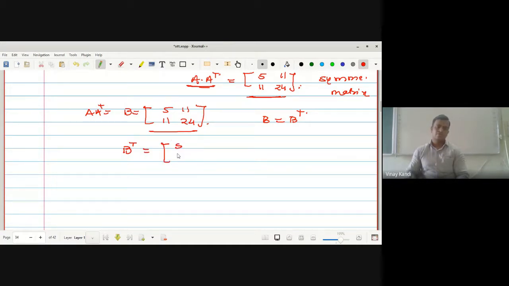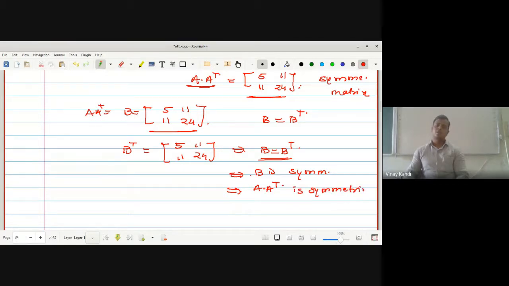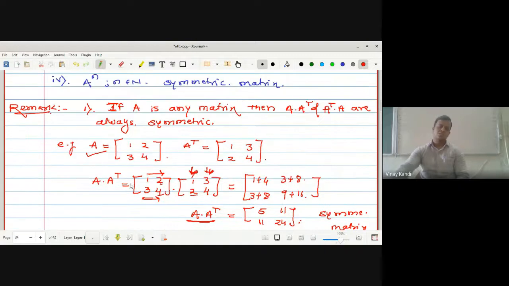Find out the B transpose. First row with first column 5, 11. Okay, and now this is the 11, 24. This implies B is equal to B transpose. So this implies B is symmetric matrix. But what is B? A into A transpose is symmetric. Okay, any doubt? No, sir. Okay, if you take any matrix A, A into A transpose is always symmetric.